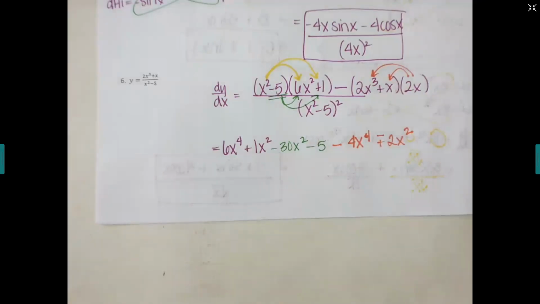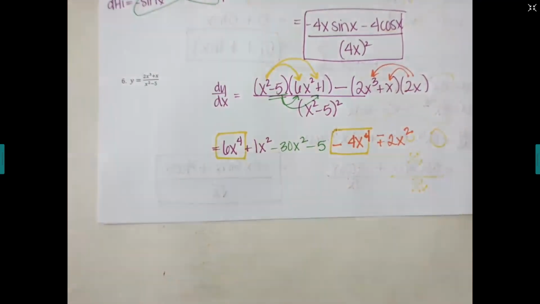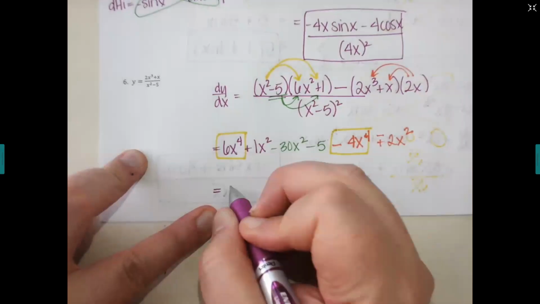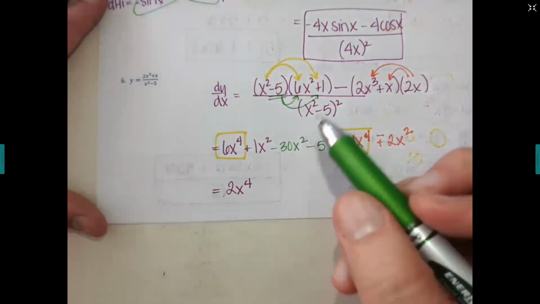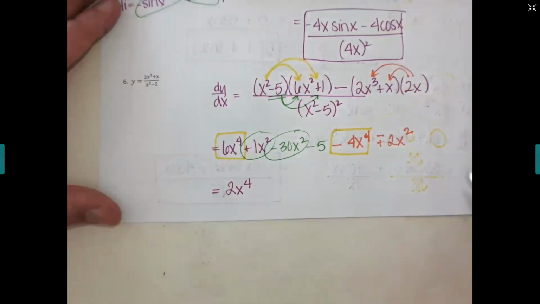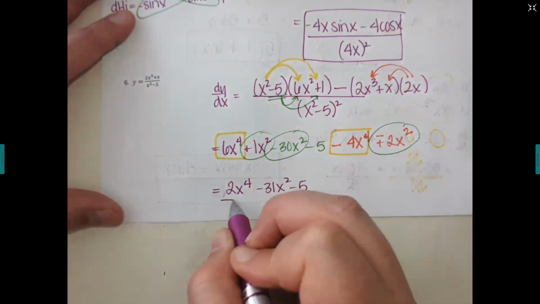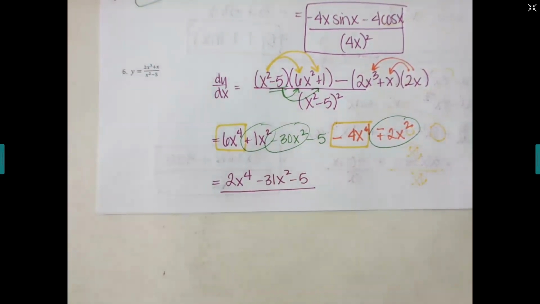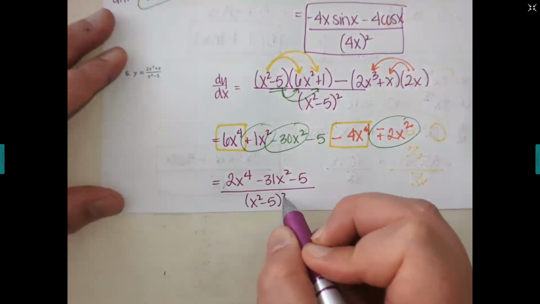Okay, so if you want to kind of think about it, it's like you're timesing the 2x in from this side and the negative in from this side. Okay, from there, do we see any like terms? I have a 6x to the fourth minus a 4x to the fourth. How many of those will stay? Okay, 2x to the fourth. Next, we're going to count up our x squareds. I have a 1 minus 30. How many is that? Negative 29, and then minus 2 more. Negative 31x squared. And then the minus 5 doesn't have anybody to go with. So we'll just kind of put it at the back. Okay, then all of that over x squared minus 5 squared.